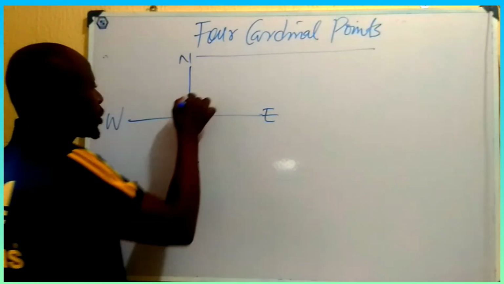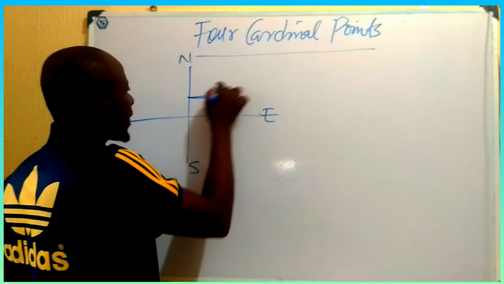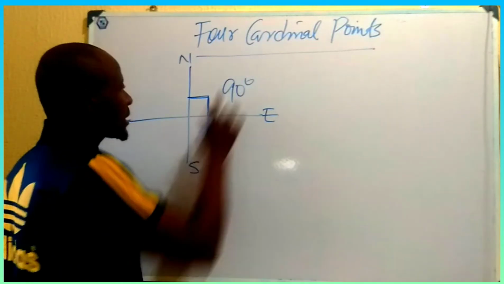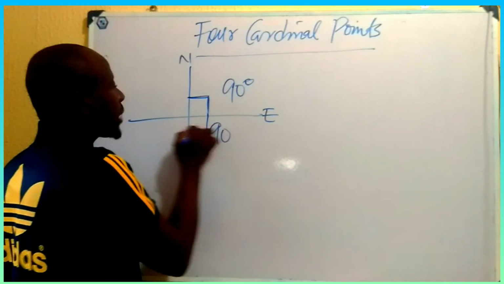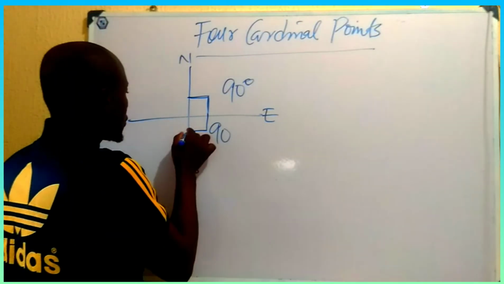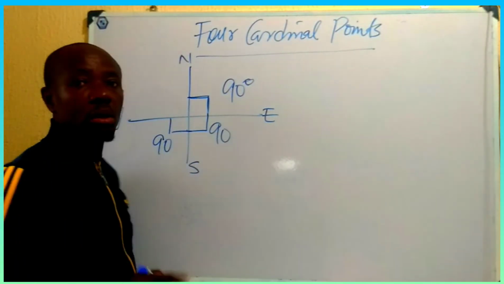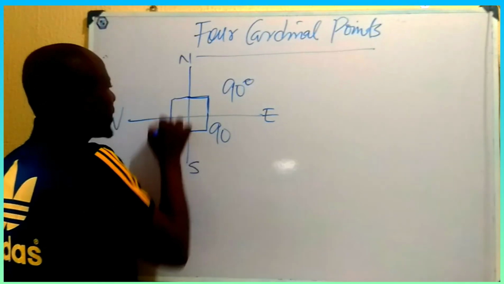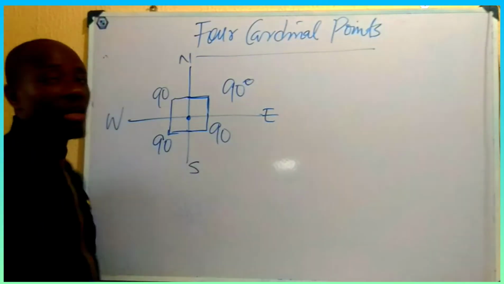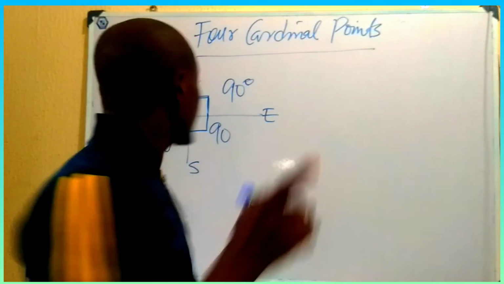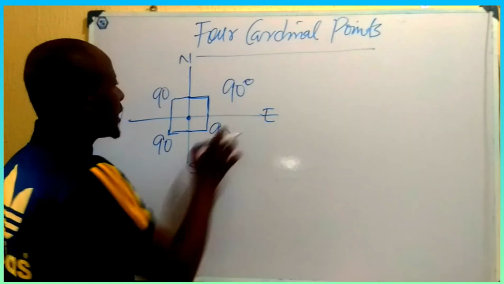Each cardinal point has an angle of 90 degrees. So this is 90 degrees. This angle here is also 90 degrees, making a total of 180 degrees. This one is another 90 degrees, making a total of 270 degrees. This one is another 90 degrees, making a total of 360 degrees. So when you sum everything here, it gives you angles at a point, which is 360 degrees.